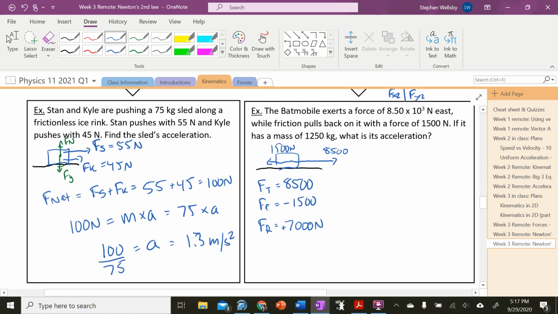So let's take a look here. F net, I guess I should have called this F net, is equal to mass times the acceleration. In this case, we have 7,000 equals 1,250 times the acceleration. And we're going to divide both sides by 1250. And acceleration is going to equal 5.6 meters per second squared.